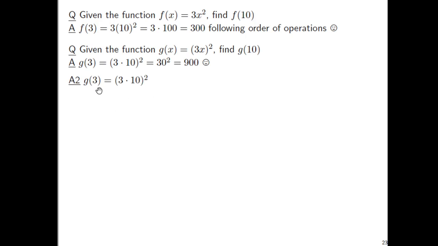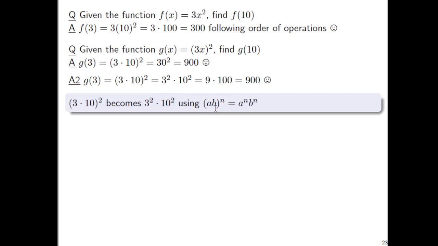Here's a second way to answer this. g of 10 equals 3 times 10 squared. And we can actually apply our exponent law we saw earlier. So this is our ab to the nth equals a to the nth times b to the nth. So 3 squared times 10 squared. So 9 times 100, which is also 900. So just demonstrating that we can use one of the exponent laws from this day to simplify and get 900 using a slightly different format.